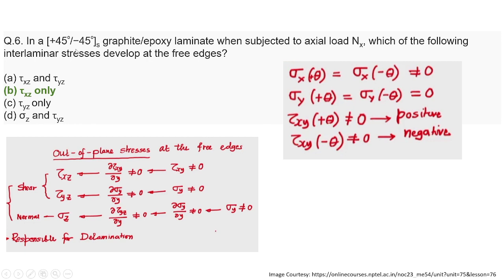So for a plus minus theta symmetric laminate, you can see the sigma y, that is the stress in y direction, is equal to 0, and the out-of-plane stresses sigma z and shear stress in yz direction are the two which are dependent on the stress in the y direction. As you can see, the stress in the y direction value is 0, so these two values will also be 0. So the only out-of-plane stress we will get for a plus minus theta symmetric laminate will be the shear stress in xz direction. So the answer here will be B option, that is shear stress in xz direction only.